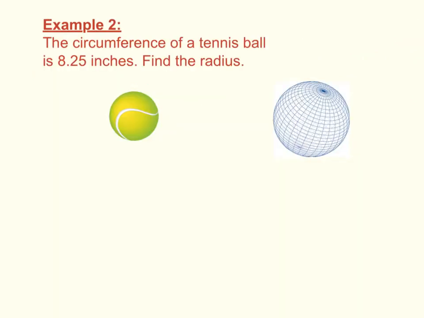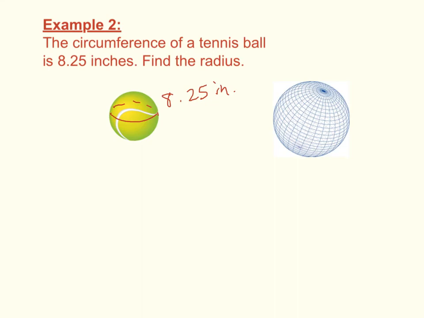Example 2, it's talking about a tennis ball. It says the circumference of a tennis ball is 8.25 inches. Find the radius. Okay, so here's my tennis ball. Circumference, again, is a distance all the way around, and that distance has to be measured through 2 endpoints of the diameter. So there's my circumference, 8.25 inches. I want to figure out the radius.